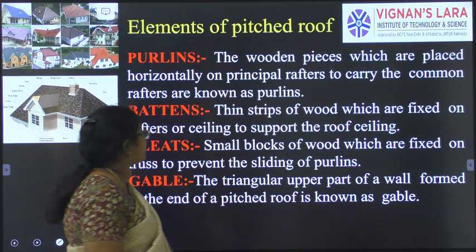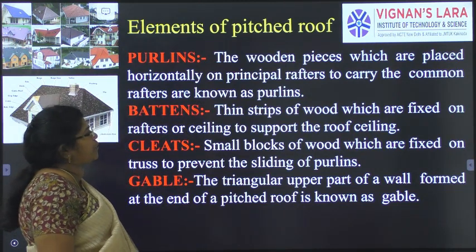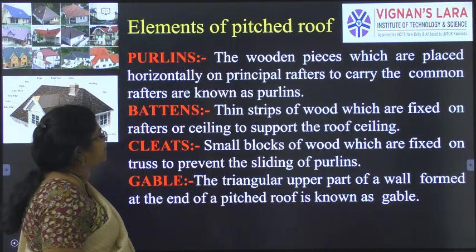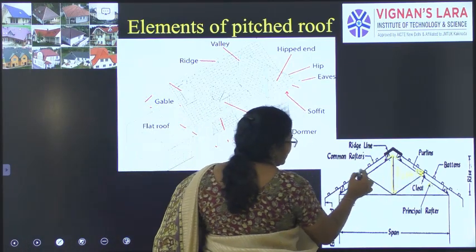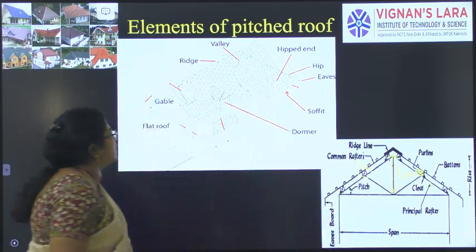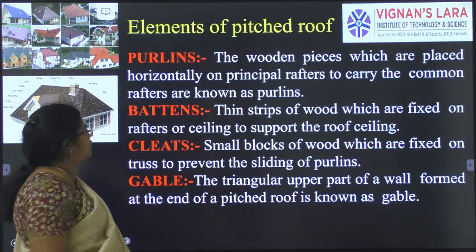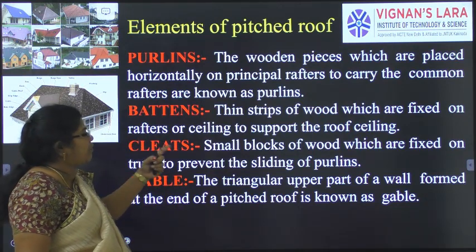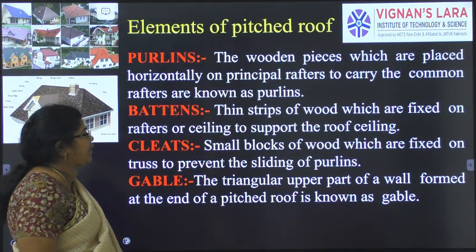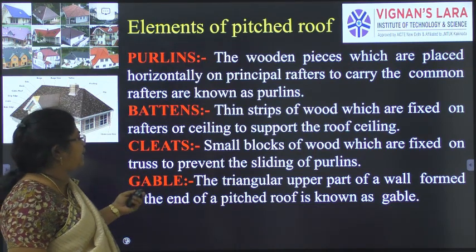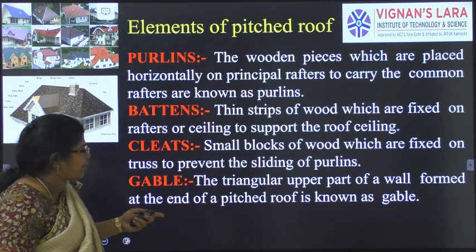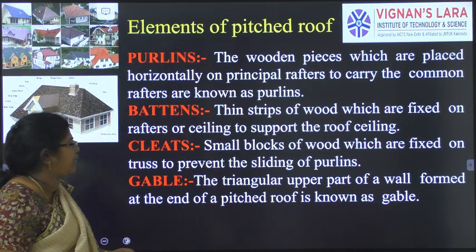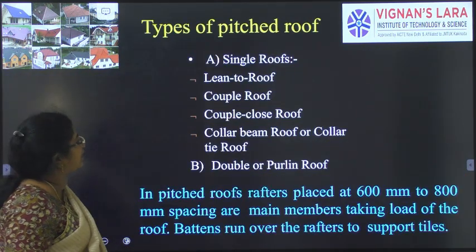The purlins are the wooden pieces which are placed horizontally on principal rafters to carry the roof. I told you, these are the purlins that will be carried towards the length of the roof. Battens are strips of wood fixed on the rafters or ceiling to support the roof tiling. Cleats we will see in the trusses when we go for that. Gable, the triangular upper part of a wall formed at the end of a pitched roof, is called the gable.